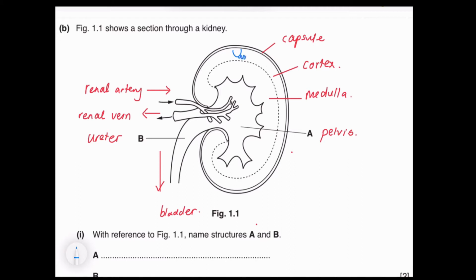And you have all this convoluted tubule, known as the proximal convoluted tubule, and a bigger U-shape known as the loop of Henle, and another convoluted tubule known as the distal convoluted tubule, and the collecting duct. The pelvis is where all the collecting ducts are collected. Therefore, all the waste products will be collected and excreted via the ureter to the bladder.